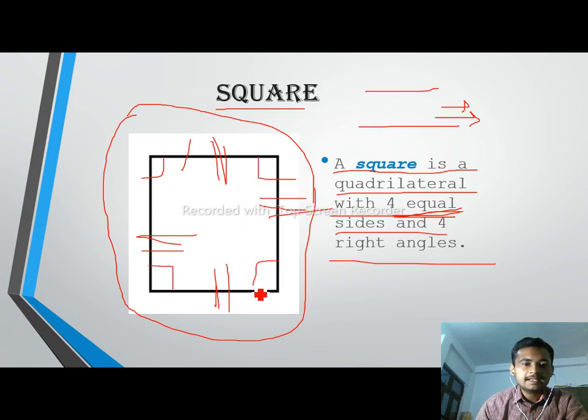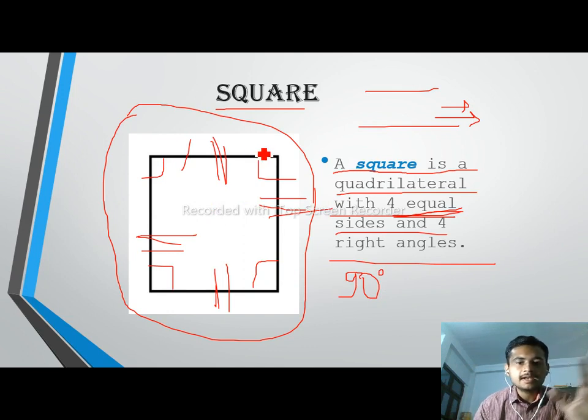90 degrees is known as the right angle, as you already know. A square is a quadrilateral with 4 equal sides and 4 right angles, which means it has 1, 2, 3 and 4 90-degree angles.